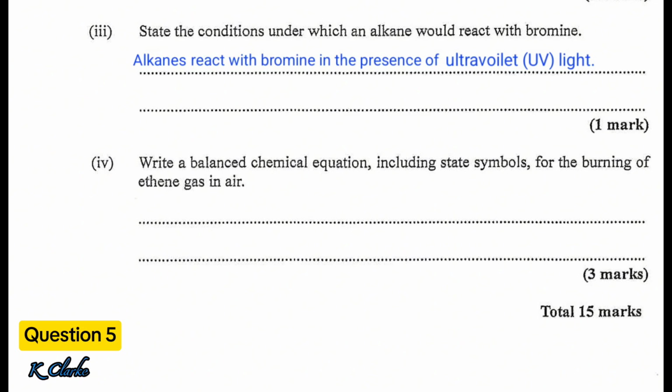Part 4. Write a balanced chemical equation including state symbols for the burning of ethene gas in air. Ethene, C2H4 gas, plus oxygen, O2 gas, produce carbon dioxide, CO2 gas, plus water, H2O gas.